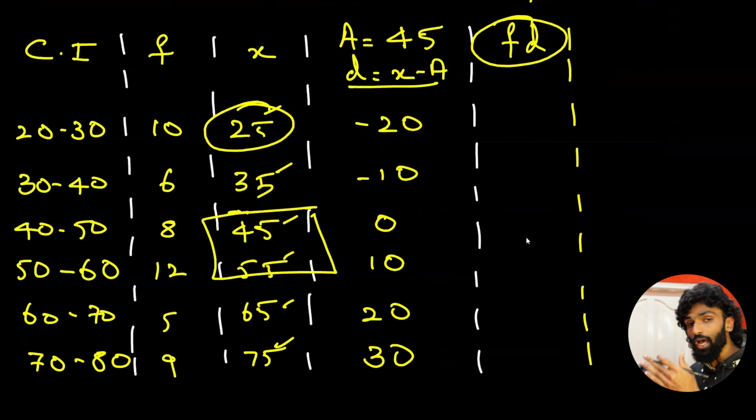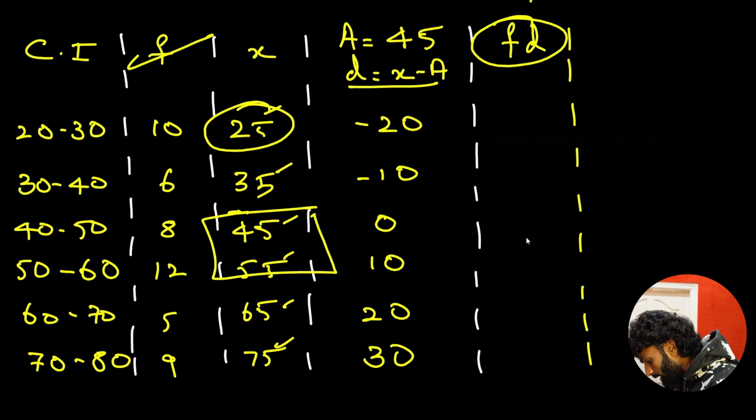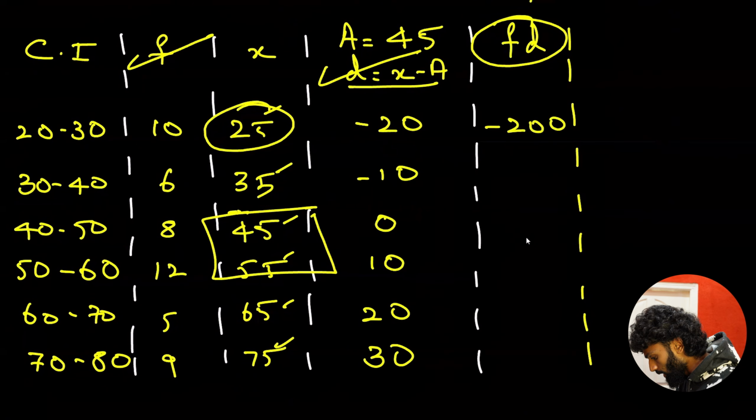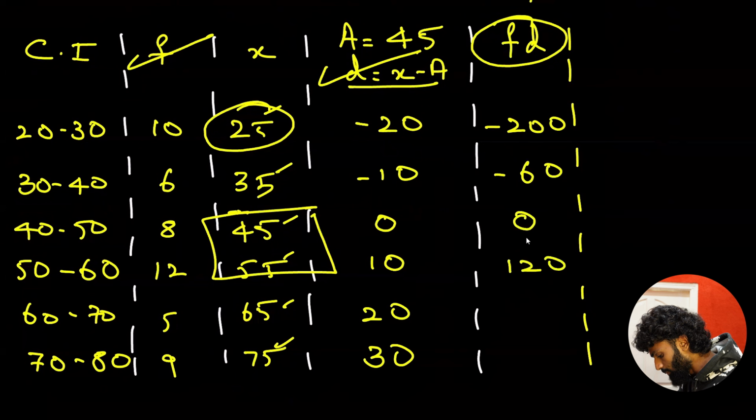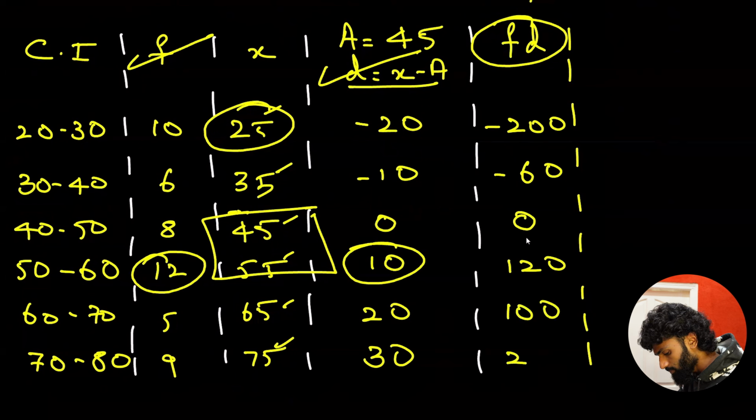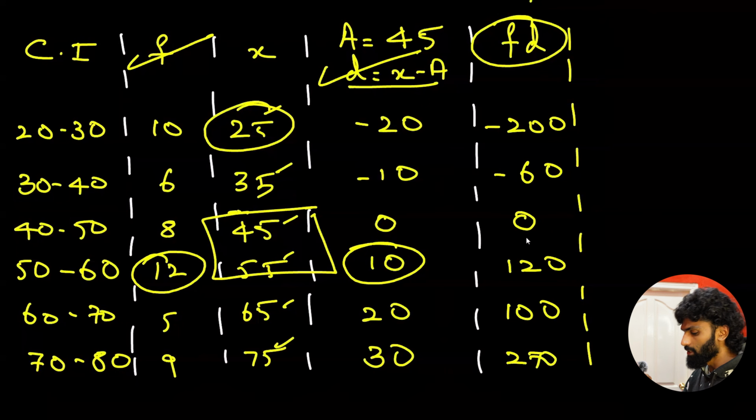So you're supposed to use the last column, also called the fd column here. So f and d will start multiplying. So 10 into 20, sorry, minus 10 into minus 20 gives you minus 200. Fine. So again followed by minus 60. Anything next column will be 0. Next will be 120. Careful, I'm trying to multiply f's as well as the d's. So 5 times 100, 270. Now we got the answers.